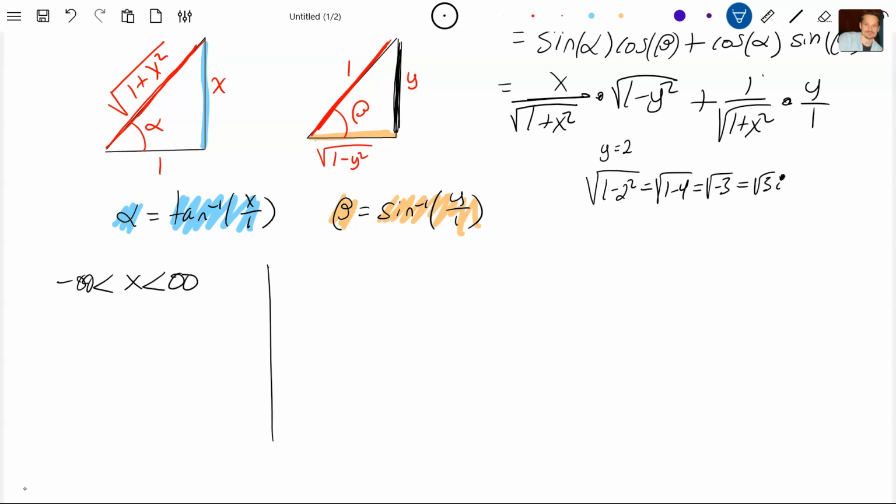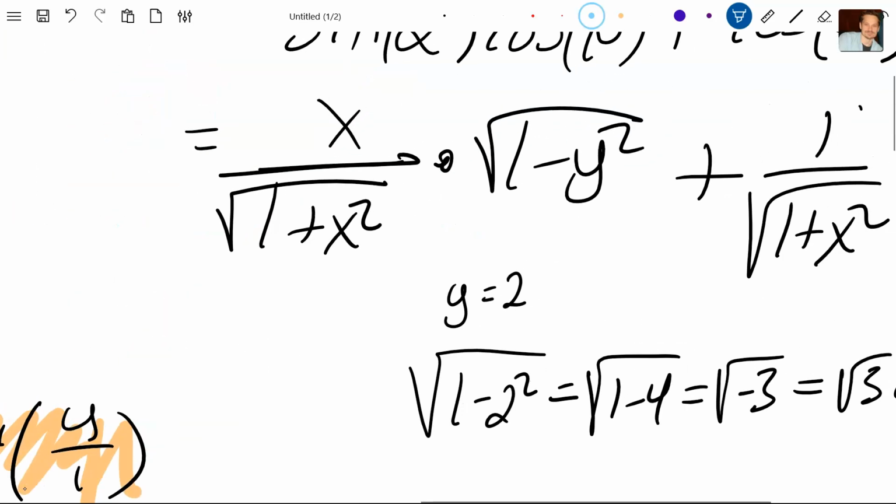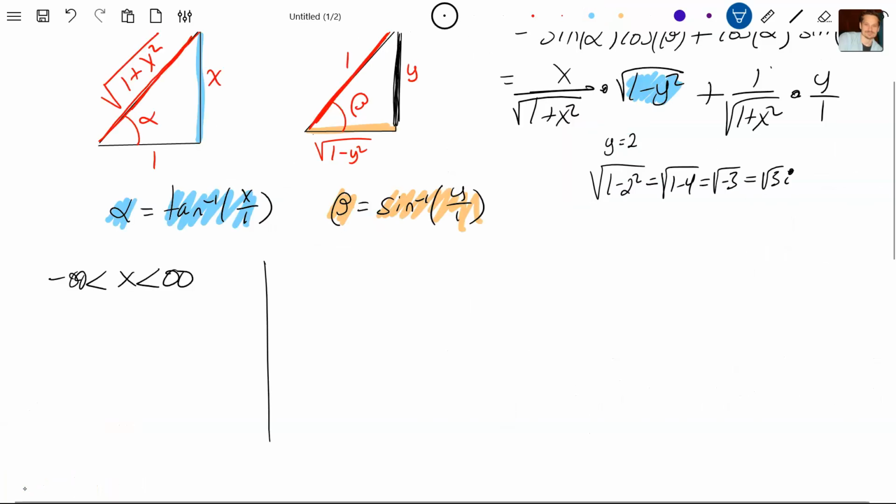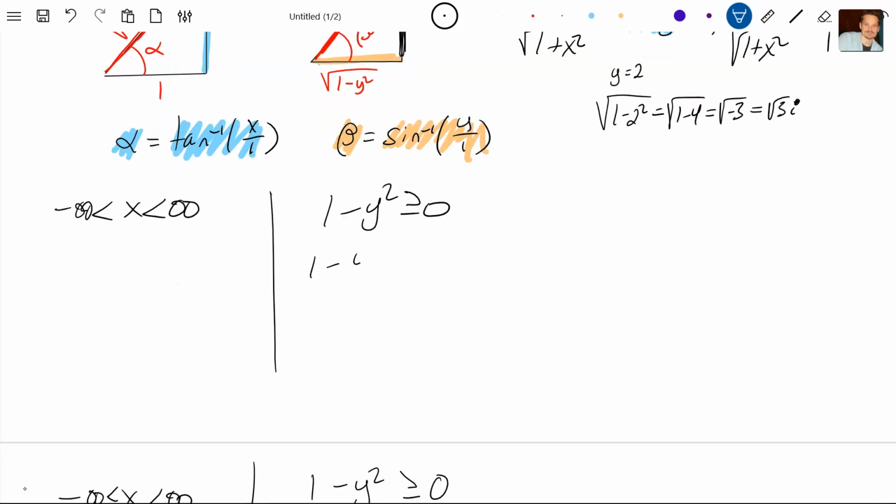For the second one that involves y, you have to be more careful. The domain has to be such that this expression right here, under the root symbol, is always 0 or more. So I can take the square root as a real number. So let's work that out. I'm going to have 1 minus y squared has to be greater than or equal to 0. That's our goal here. So I'm going to factor 1 minus y, 1 plus y. It's a difference of squares pattern, greater than or equal to 0.